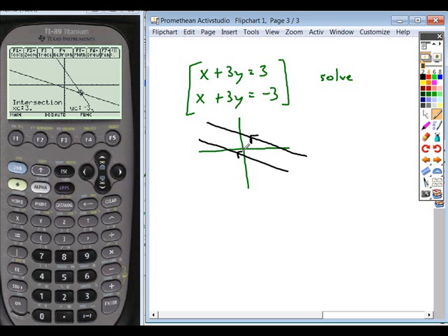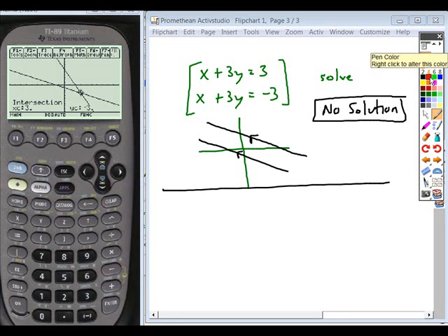And what do you know about parallel lines? They never intersect, so this is no solution. So it is possible to have an answer of no solution. And there's one more type of answer that you need to be aware of, and that is modeled by the following system. I want you to try solving this system, please.